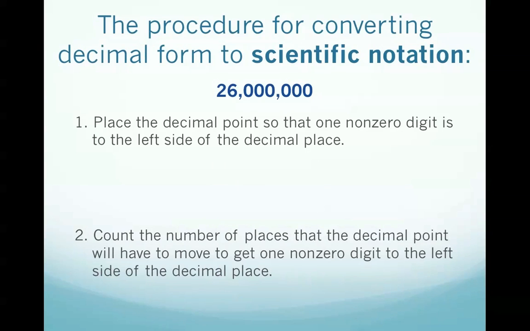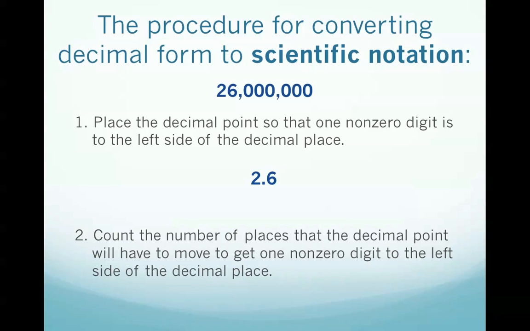So how do we convert from a decimal form to scientific notation? I'm going to start with the number 26 million. The very first step is to place the decimal point so that you have one non-zero digit to the left of the decimal place. So 2.6, 2 being to the left of the decimal place.